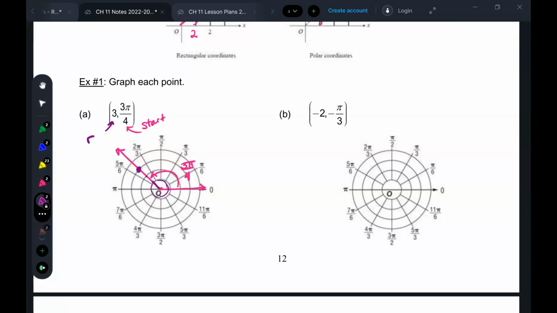This one has a negative pi over 3. Negative pi over 3 is the same thing as 5 pi over 3, and we want to go this direction. Now this one has a slightly different approach because there's a negative in front of the r. That means we're going to take this line segment and extend it in the opposite direction. On this side of the line, we count 1, 2 units, and that's how we plot that coordinate.